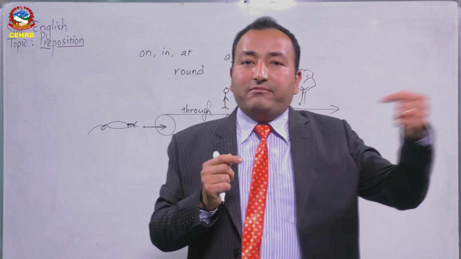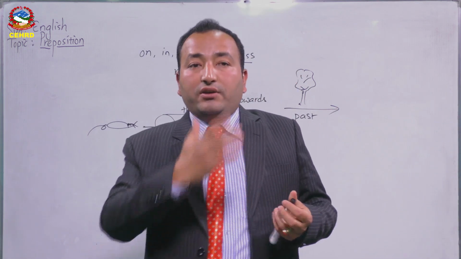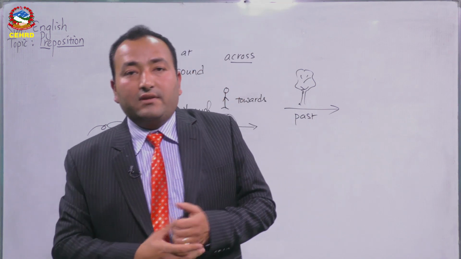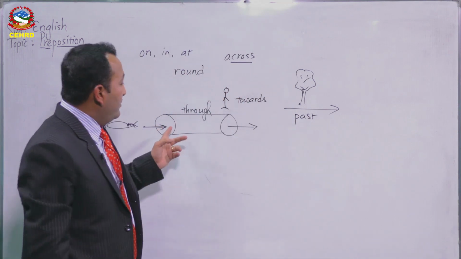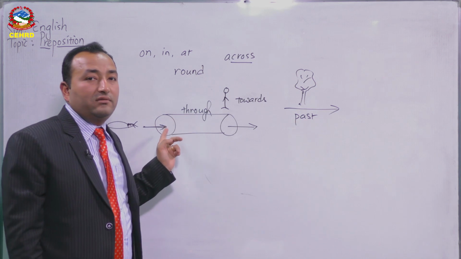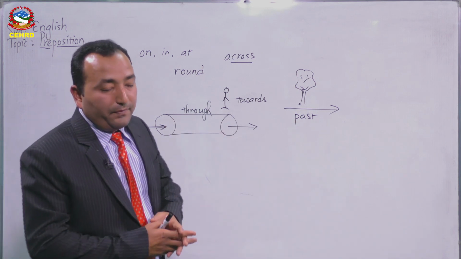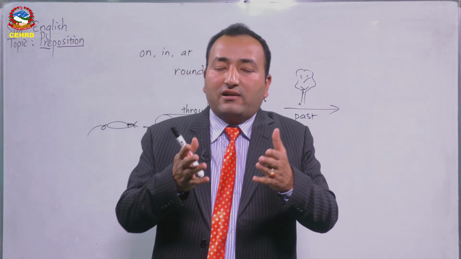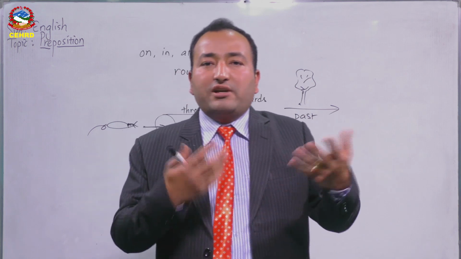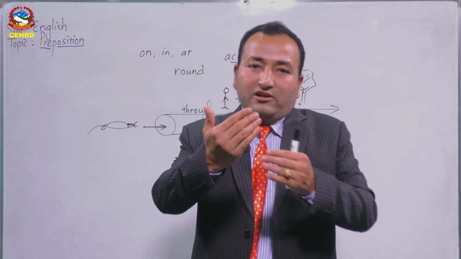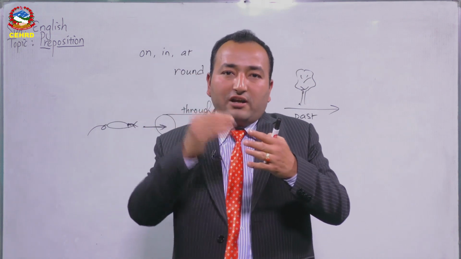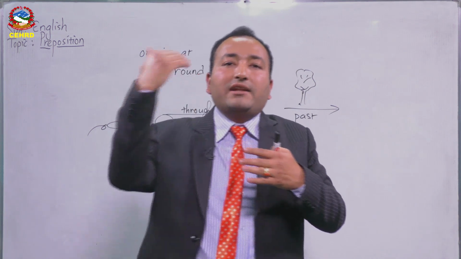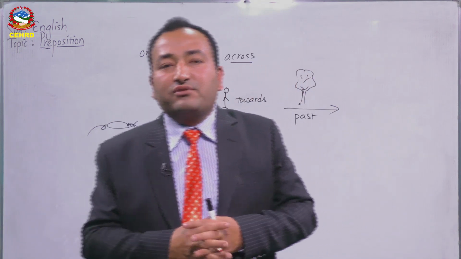The sunlight came through the window. He came through the door. Through the hole. Or through means through the jungle also sometimes. I went through the jungle. Because I go into the jungle from one end, from one side, and get out of the other side. This time we use through.